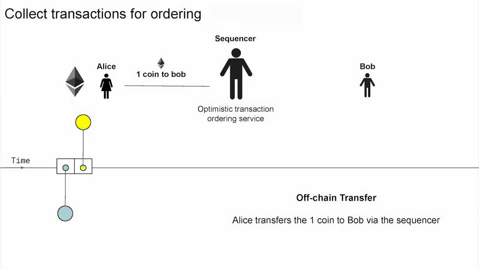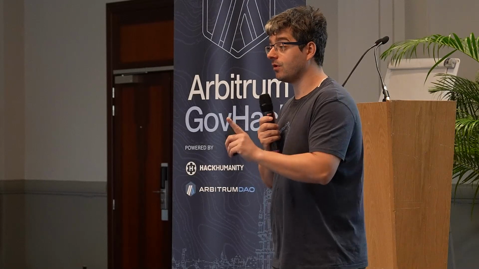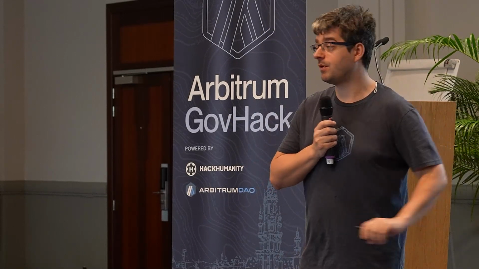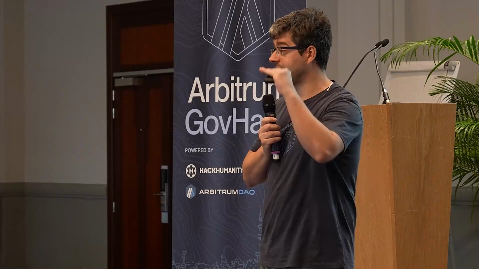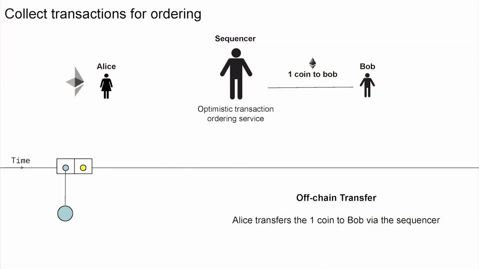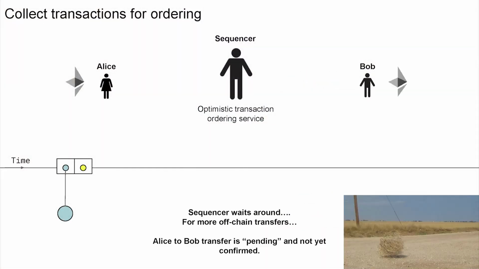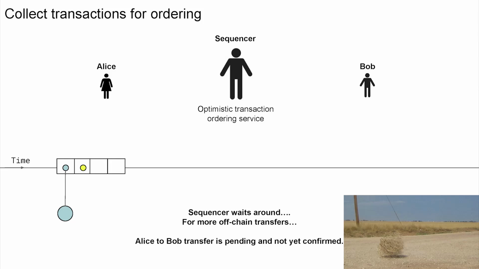So what happens next? The sequencer can tell Bob, Bob, you're going to receive 1 coin. But that's important: the sequencer can tell Bob, but cannot confirm to Bob that he'll get 1 coin. All the sequencer can do is order the transactions for execution. So now the sequencer waits around, listens to the users, picks up all the transactions, and then eventually decides, okay, I'm going to order these transactions for execution.